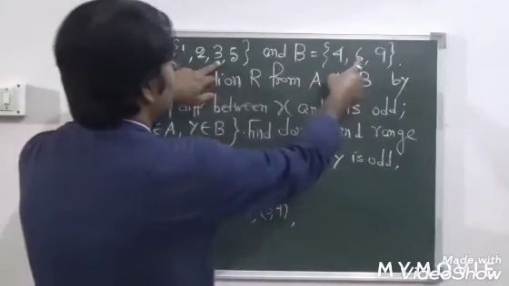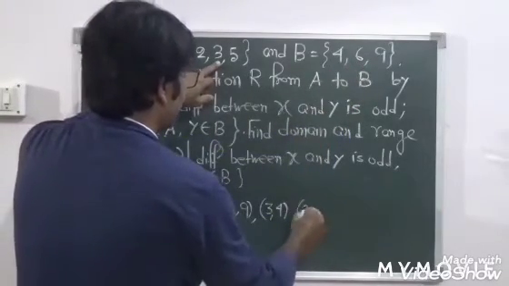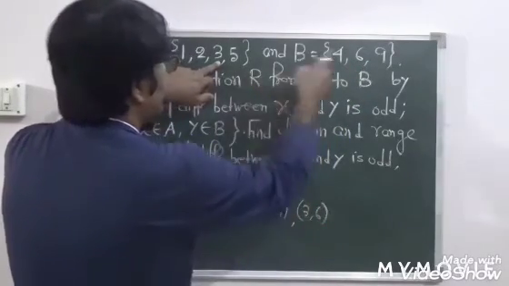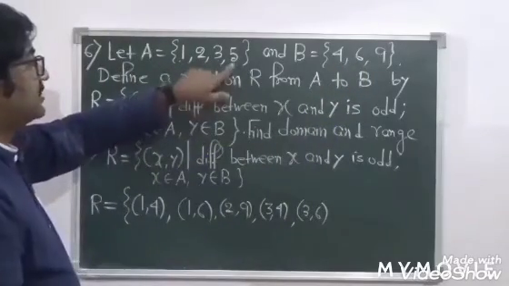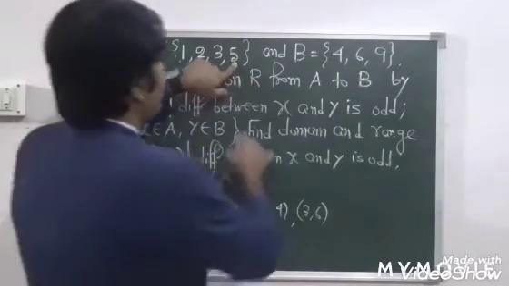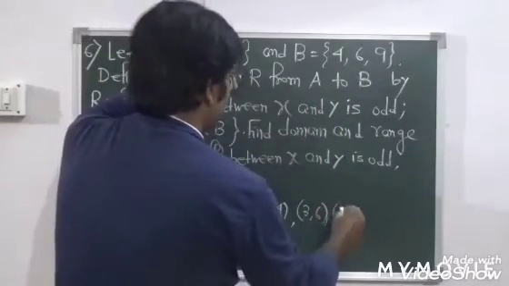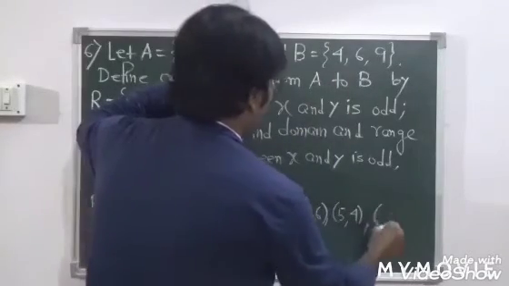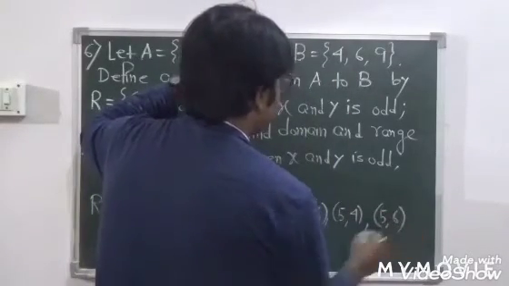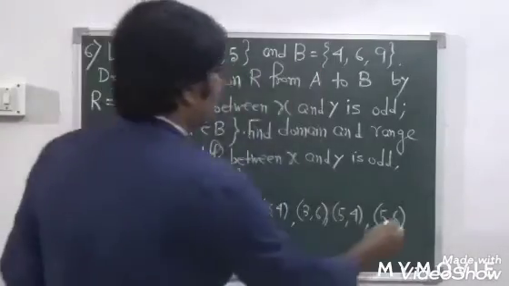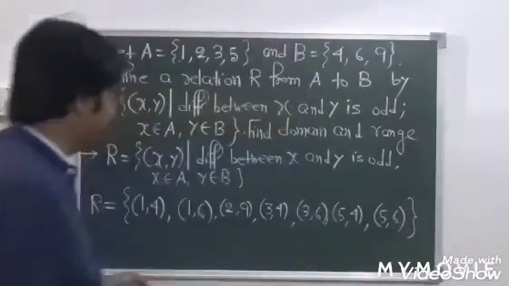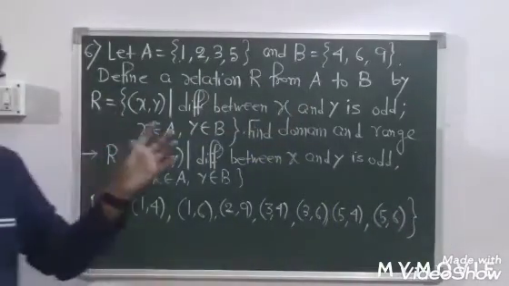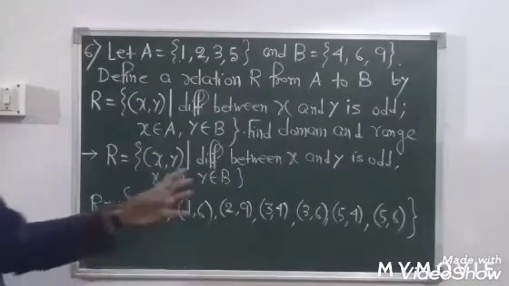Then 3 and 6, the difference is odd. 3 and 9, it is even. Moving on to 5: 5, 4, the difference is an odd number. 5, 6, the difference is an odd number. And 5, 9, the difference is an even number. So these are the elements of the relation, which are the members of the relation.